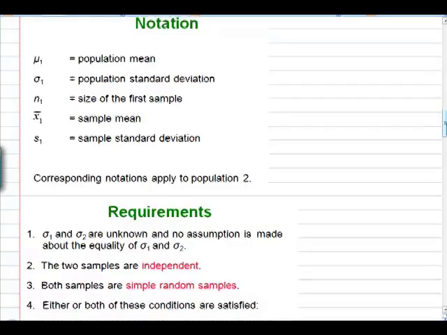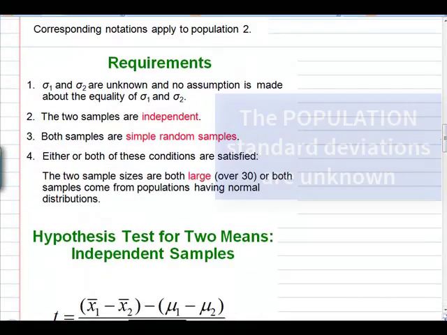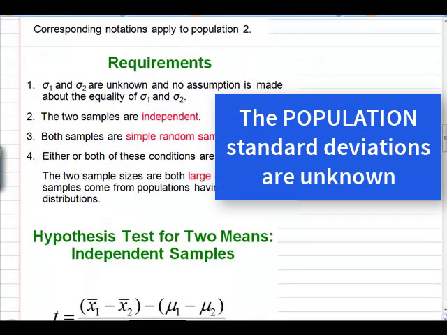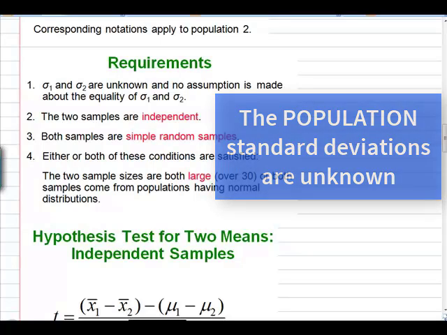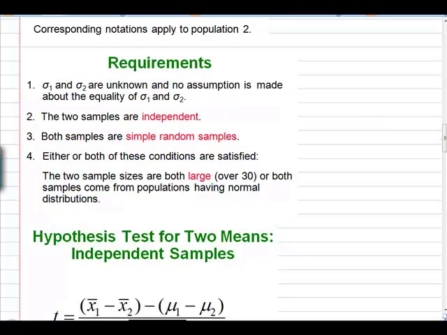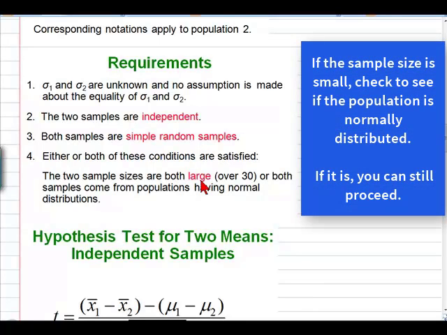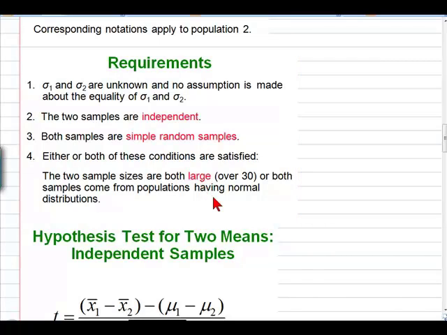Now, the requirements in order to use the test that I'm going to show you are that the standard deviations of both groups are unknown and no assumption is made about the equality of the standard deviations. The two samples have to be independent of each other. They're simple random samples and either or both of the following conditions are satisfied. Either they are both large samples, both of them having more than 30, or they're both normally distributed. They're coming from populations that have normal distribution.